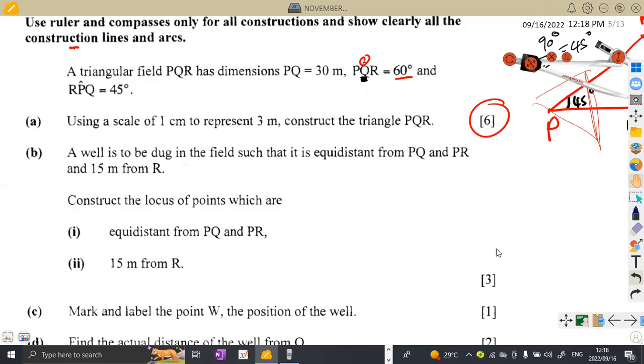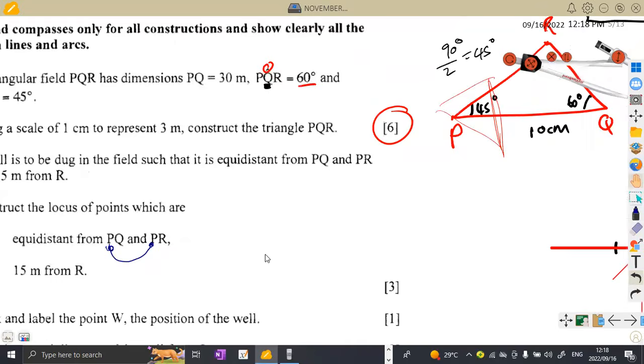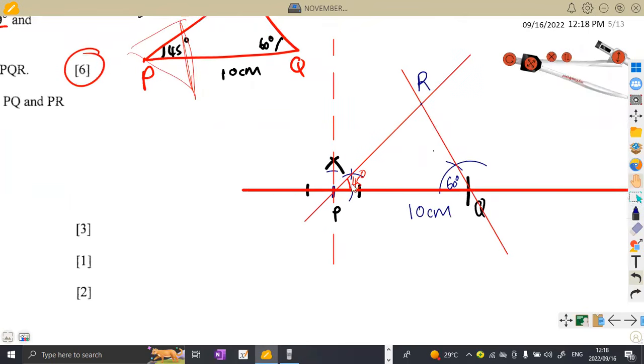Remember, I told you guys from your locus, whenever you're given this, it means we need to bisect what is changing, PQ, PR here. So this point is repeating at P. Let me mark this P. This angle P is repeating, so you're going to bisect angle P. PQ, PR, let's check our diagram here. This is our PQ, P to Q, P to R. So you're supposed to bisect the angle P.